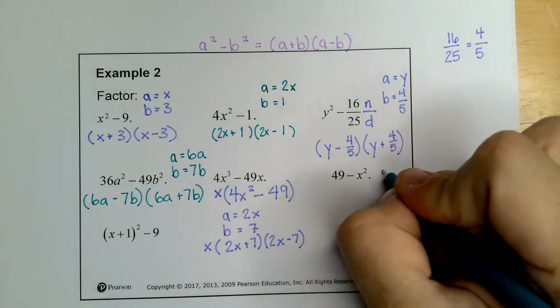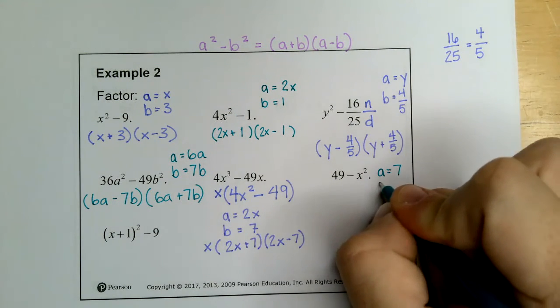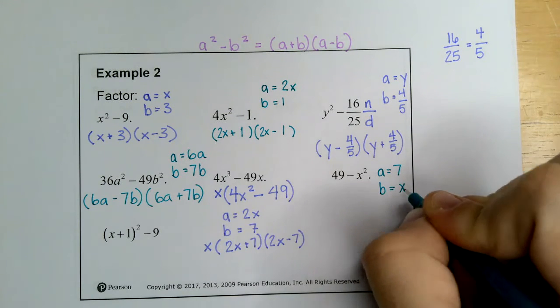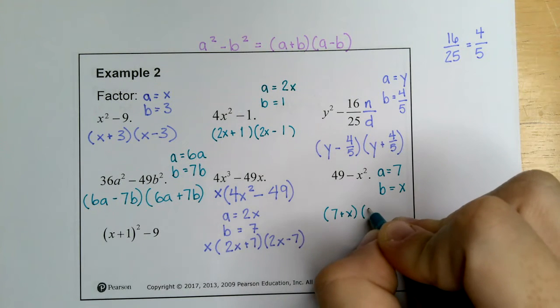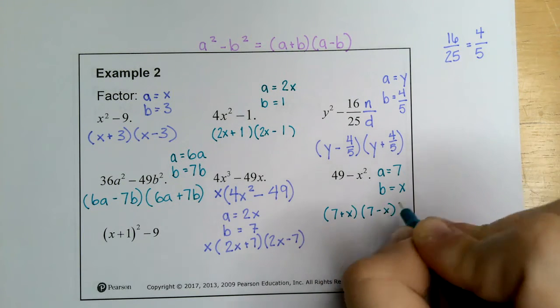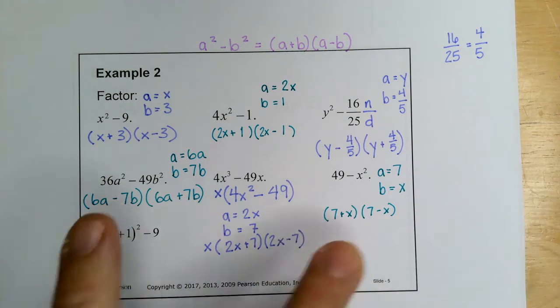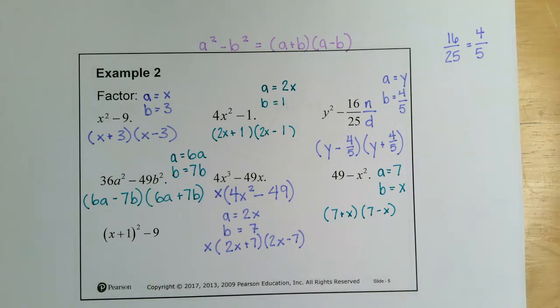So I'll leave x on the outside, 2x plus 7, 2x minus 7, okay? Here, a is 7, b is x, so we say 7 plus x, 7 minus x. And I'm flipping these around just so that you are reminded that it does not matter the order, okay?